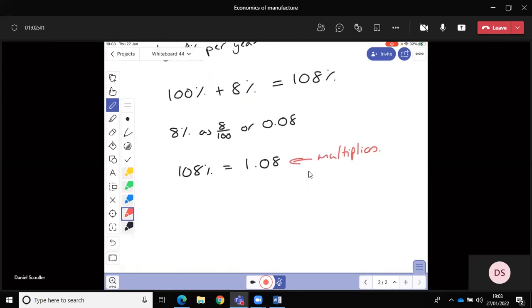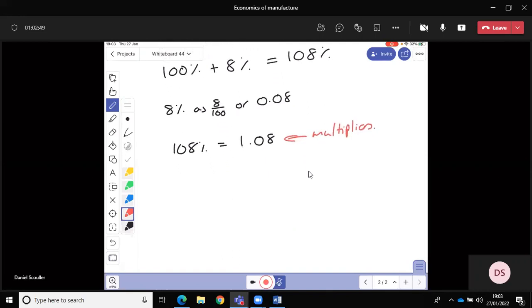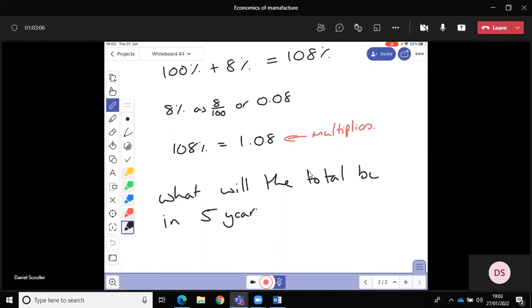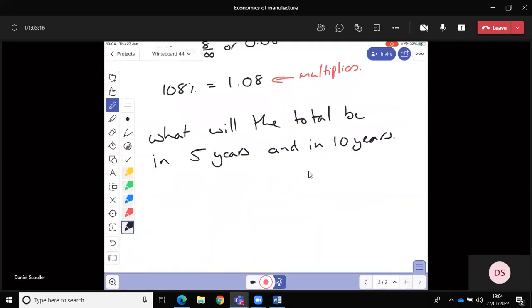It's a sort of roundabout way of doing it. If you're familiar with it, it's probably overkill. But 108%. What will the total be in 5 years and 10 years? So in 5 years, we're going to do it to the power of 5.